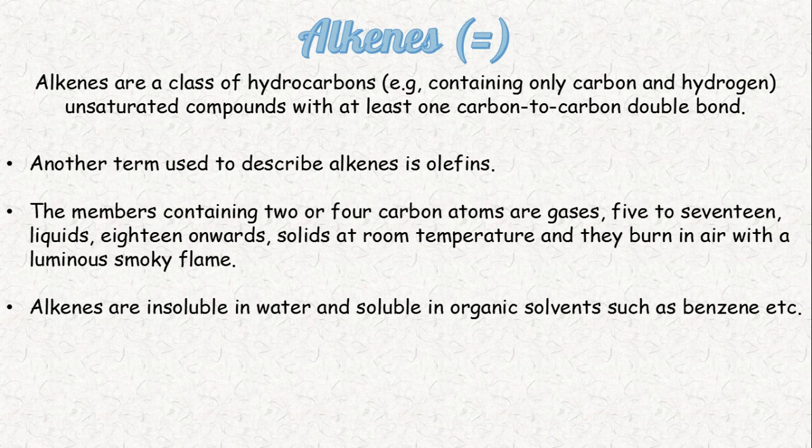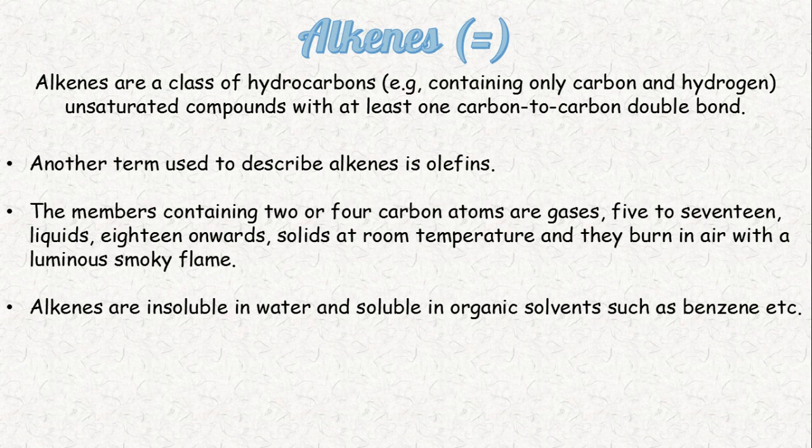The members of alkenes with 2 to 4 carbon atoms are gases, 5 to 17 are liquids, and 18 onwards are solids at room temperature, and they burn in air with a luminous smoky flame. Methane doesn't exist in the alkenes.